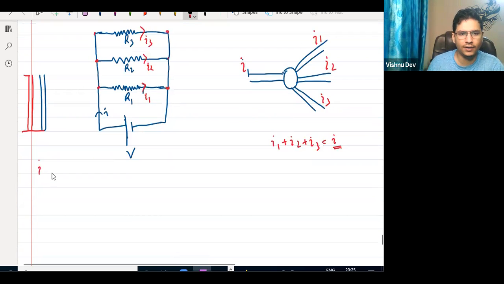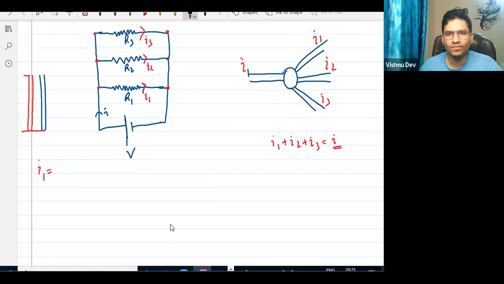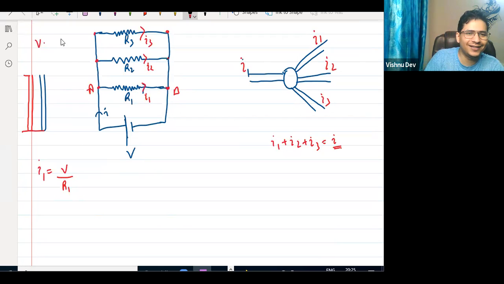what is I1? I1 का value कितना हो जाएगा? What is the potential across this point? इसके बीच का पोटेंशियल कितना होगा? सेम मैंने बोला ना, V by रेजिस्टेंस कितना है? R1. Yes or no? ओम्स लॉ का फॉर्मूला क्या है? V is equal to IR ना, right? I फाइंड आउट करना है तो V by R. Exactly.